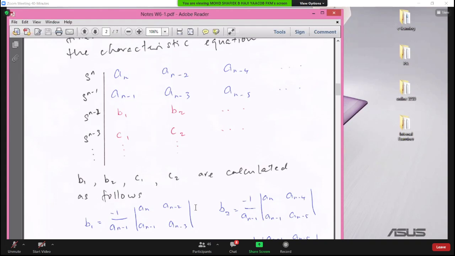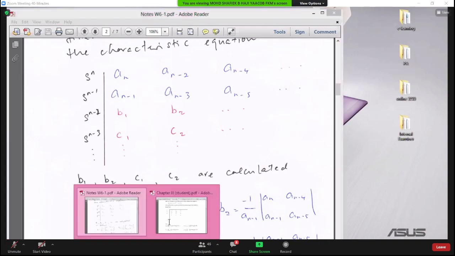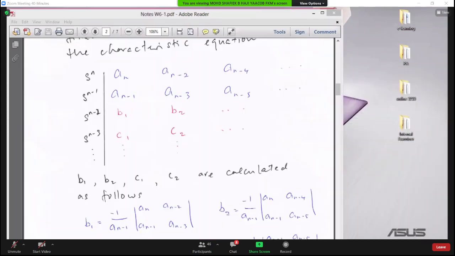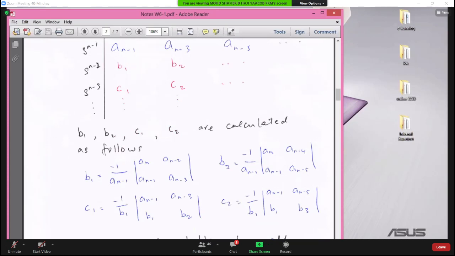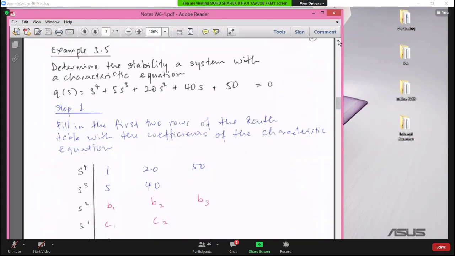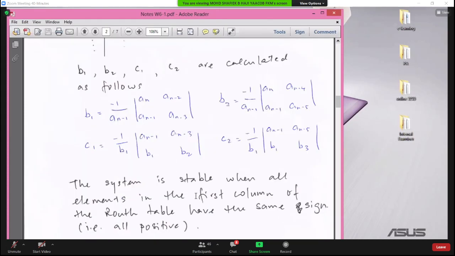Okay, let's take a look at an example now. The system is stable when all elements in the first column of the Routh table have the same sign, for example, all positive or all negative. Now let's take a look at an example.